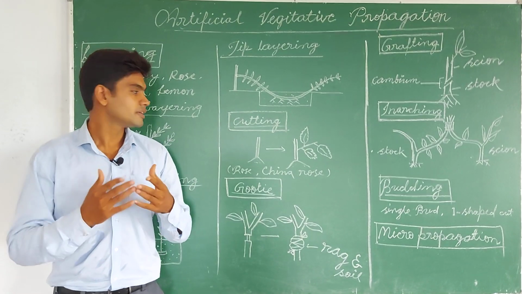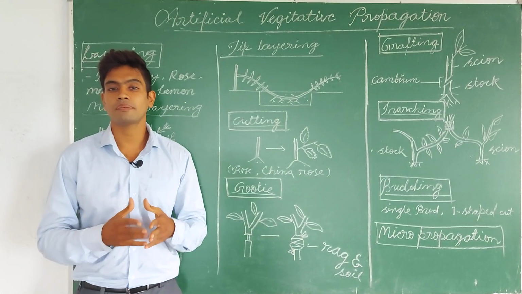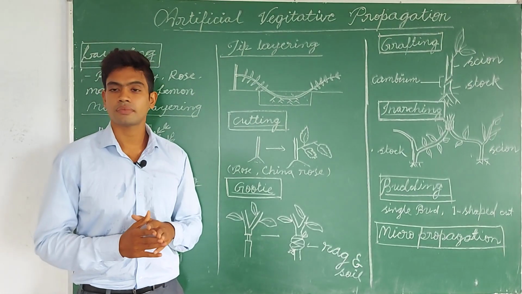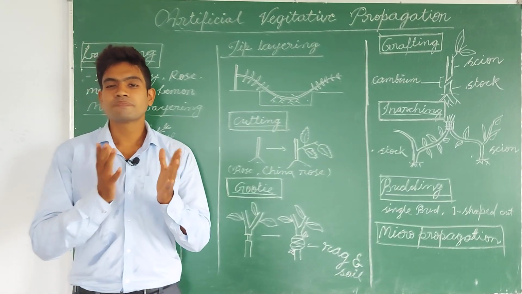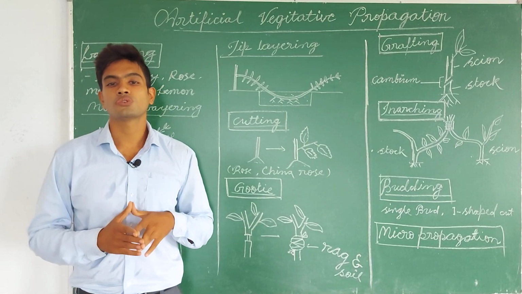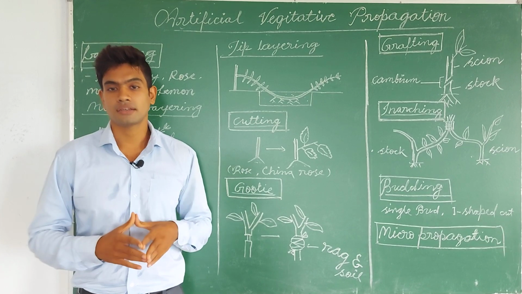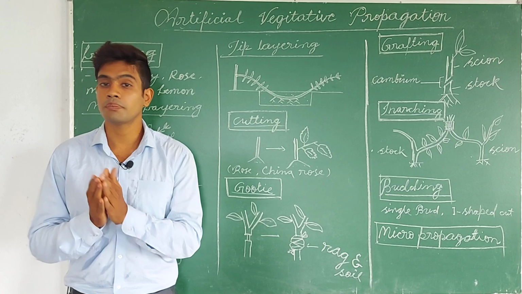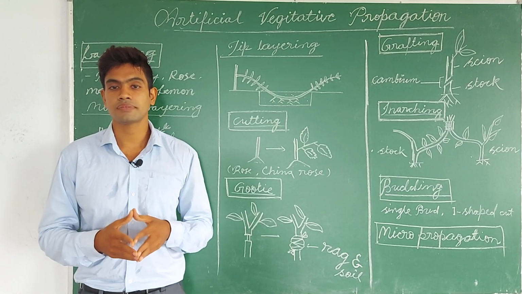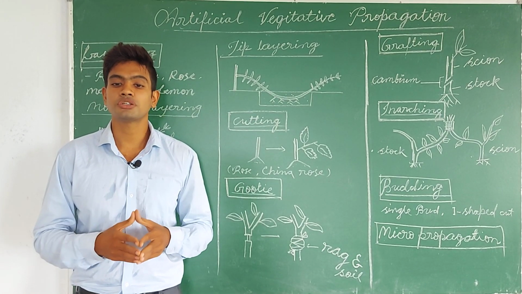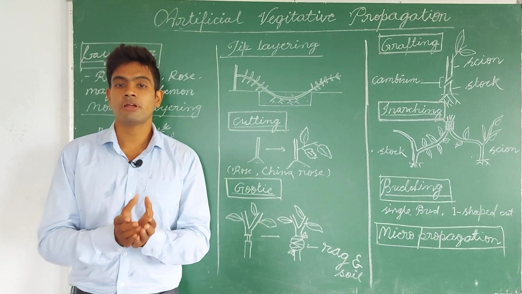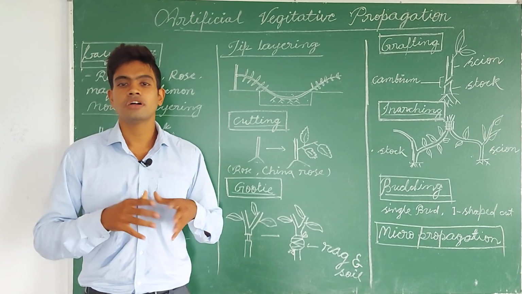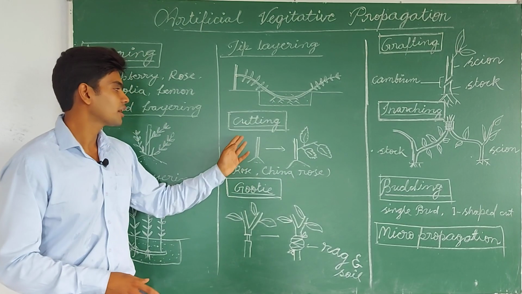Now, next is cutting, which is the next method of artificial vegetative propagation. Plants like rose and China rose are propagated by this technique. In this technique, the stem is cut and transplanted to other places. After some days, in the availability of moisture, each stem develops its own roots and new plants are formed. So, this kind of vegetative propagation is called cutting.